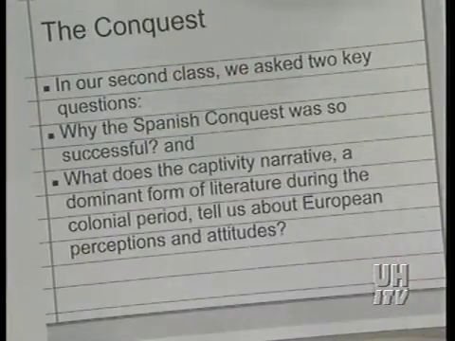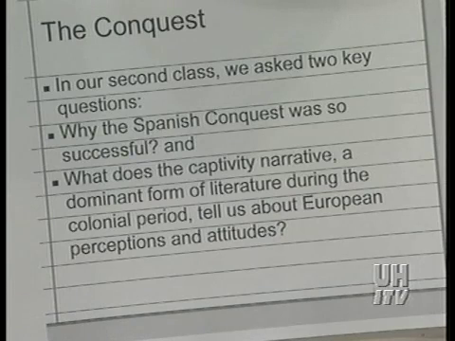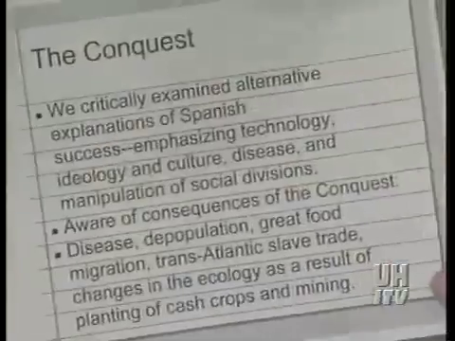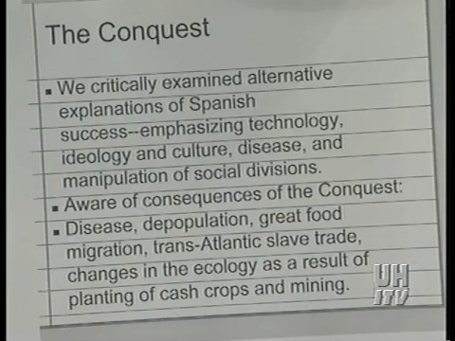In our second class, we asked two key questions. Why was the Spanish conquest so successful? And secondly, a dominant literary form of the conquest period, the captivity narrative, and what it tells us about European perceptions and attitudes. We critically examined alternative explanations of Spanish success. Professor Castaneda looked at explanations that emphasize technology, ideology and culture, disease, and the manipulation of social divisions. And then he went into the consequences of the conquest: disease, depopulation, a massive food exchange, the transatlantic slave trade, and changes in the ecology as a result of new cash crops and mining.